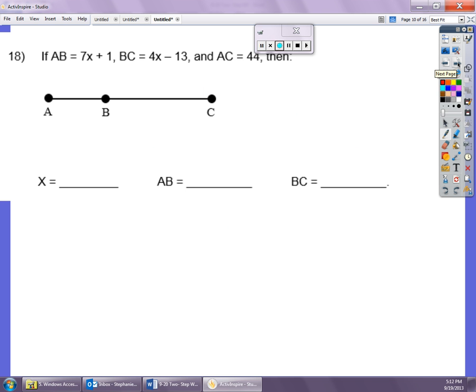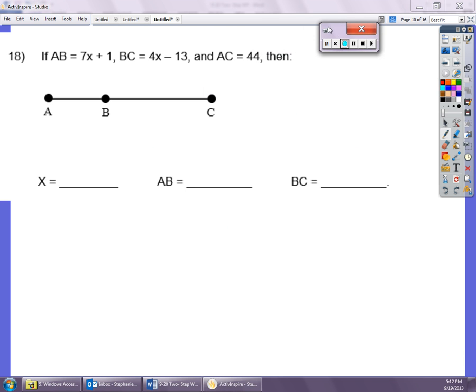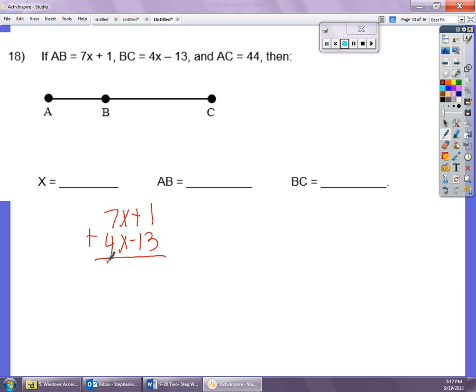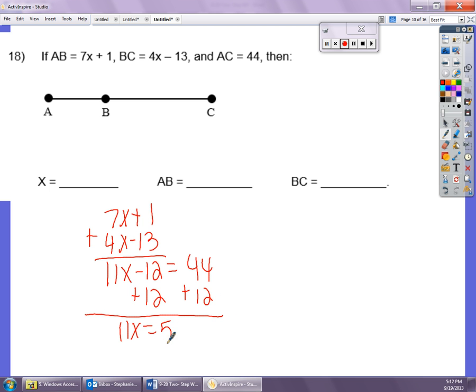Here's number 18. Number 18 is segment addition. So we're going to take our 7x plus 1, add it to 4x minus 13, and we're going to set it equal to 44 because they told us that it was equal to 44. Add 12 on both sides. 11x equals 56. Divide both sides by 11.